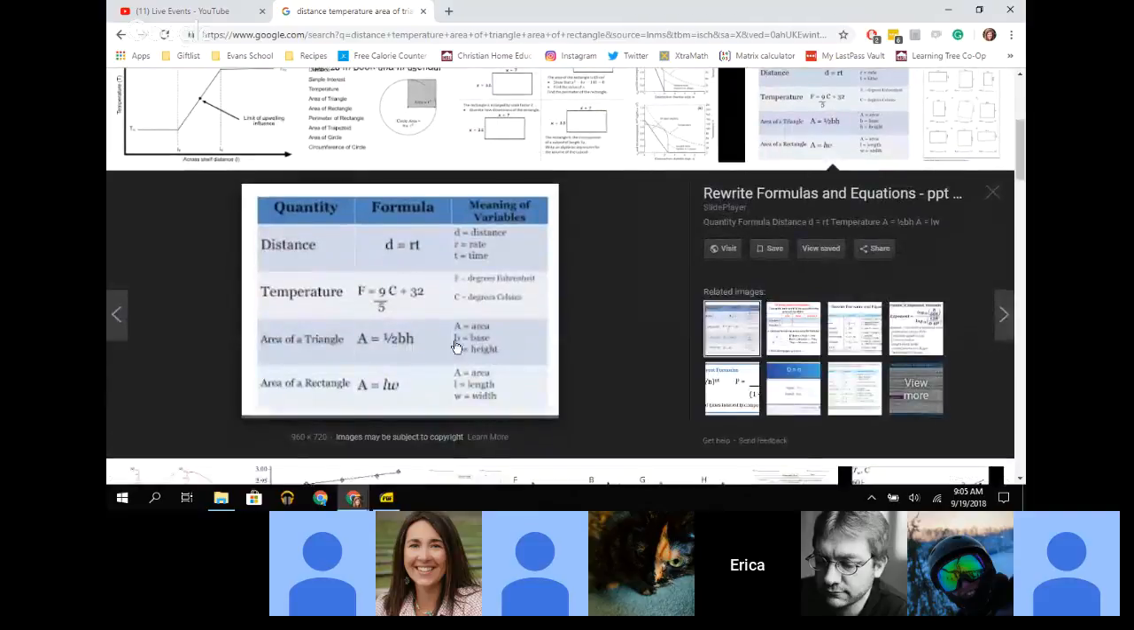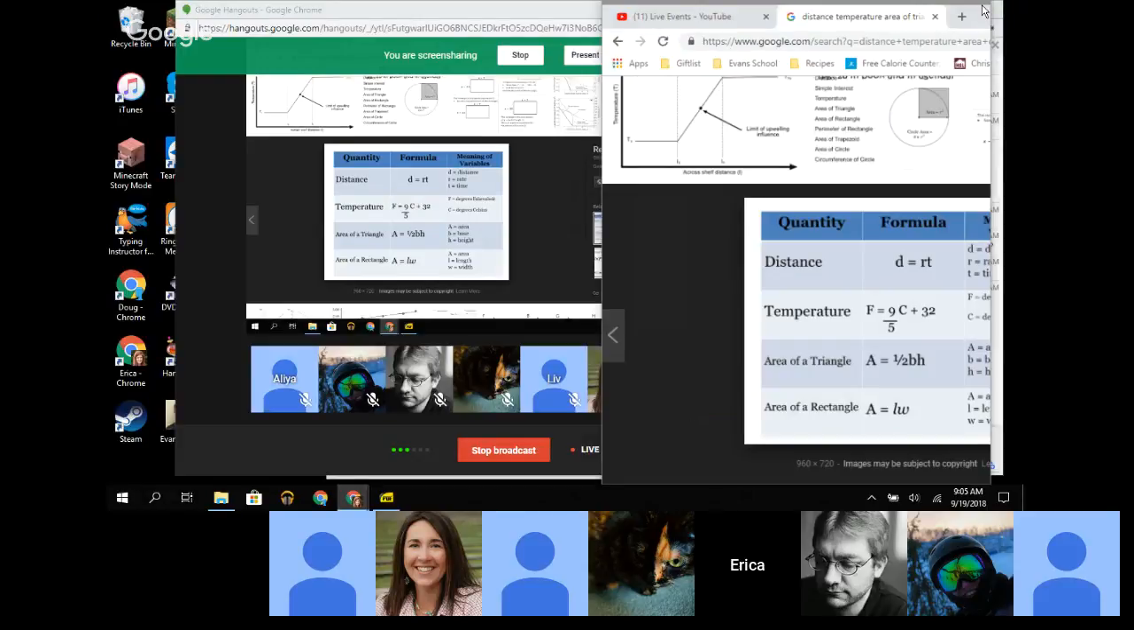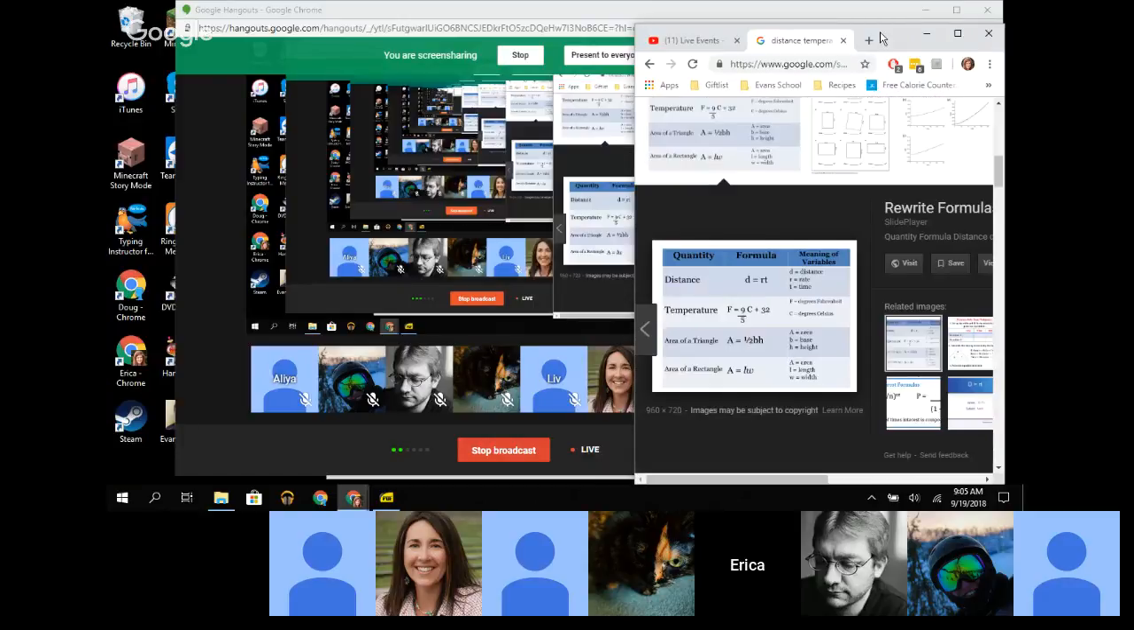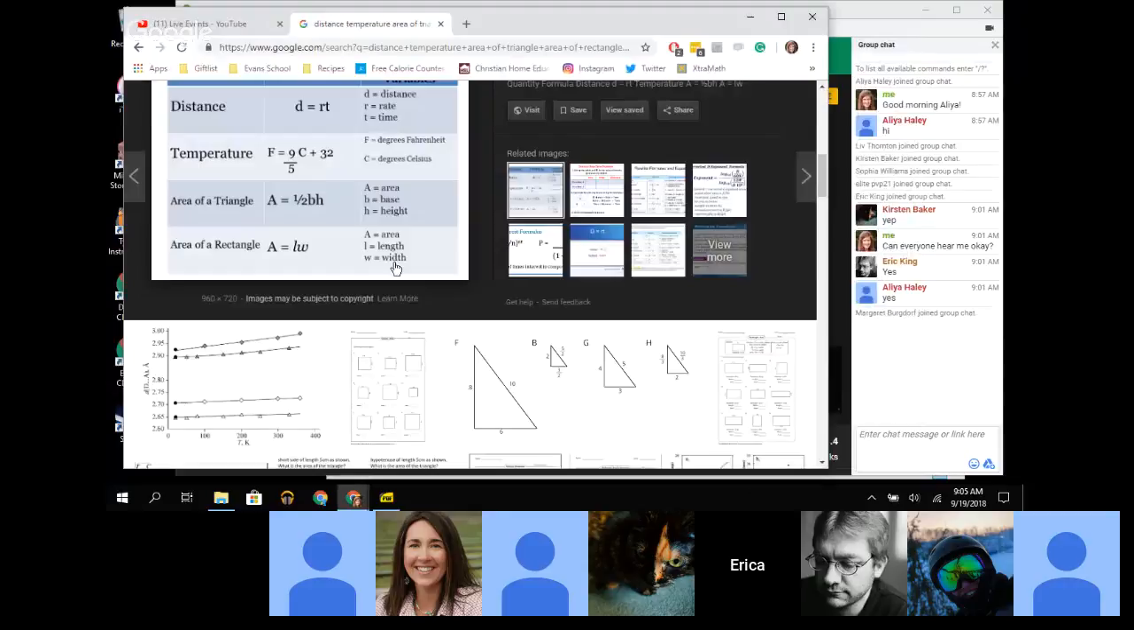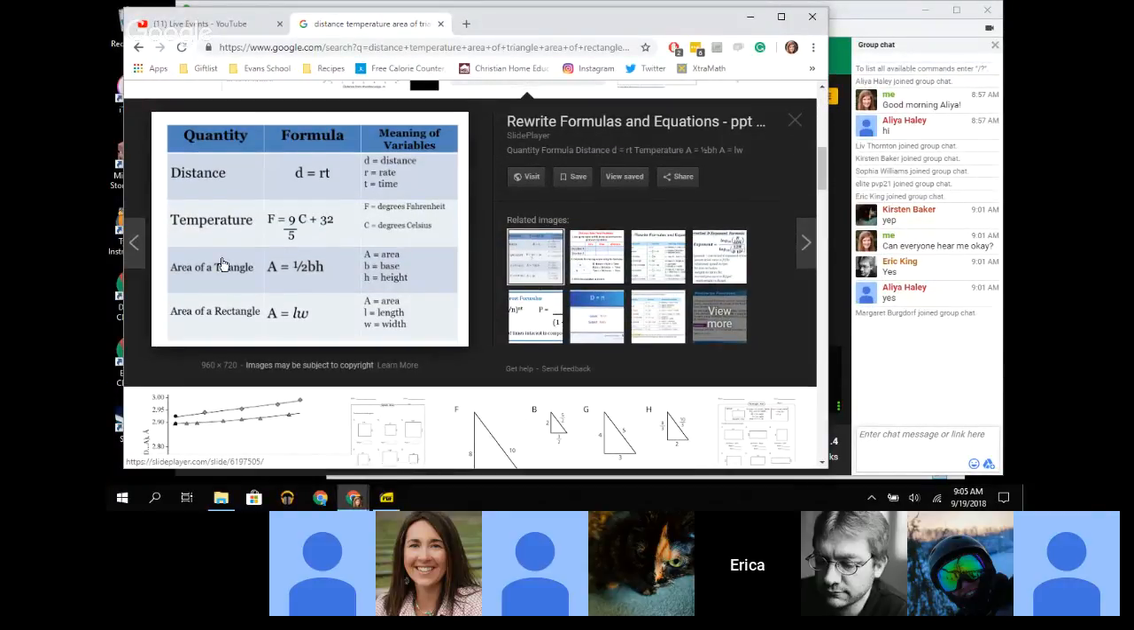So in your textbook, you have basically a chart, and it has a few more pieces of data than this, but it gives the standard formulas that we use a lot in mathematics, and we also use a lot in science. Anyway, in your book, there's a chart like this. I just want to point it out.